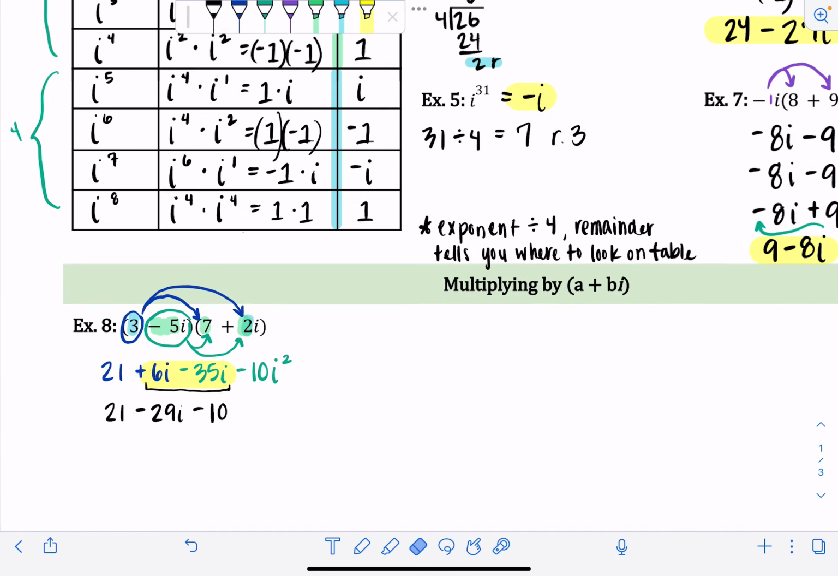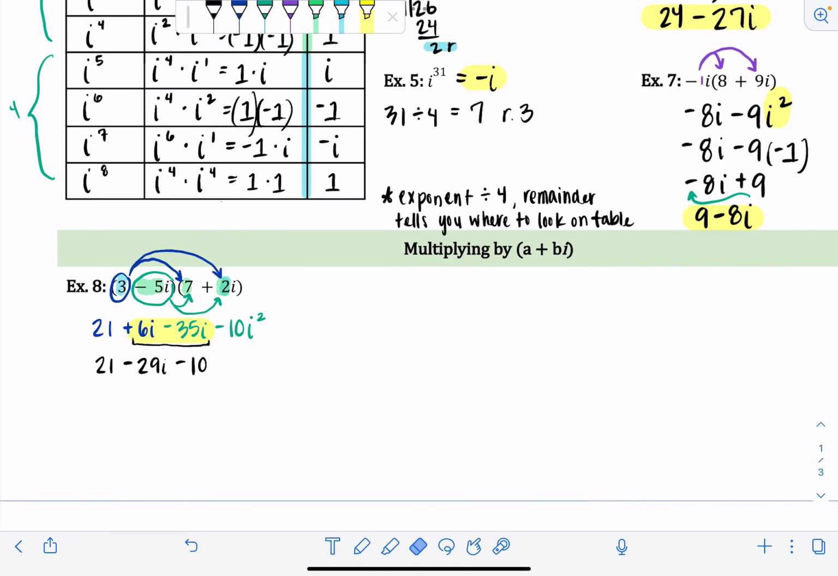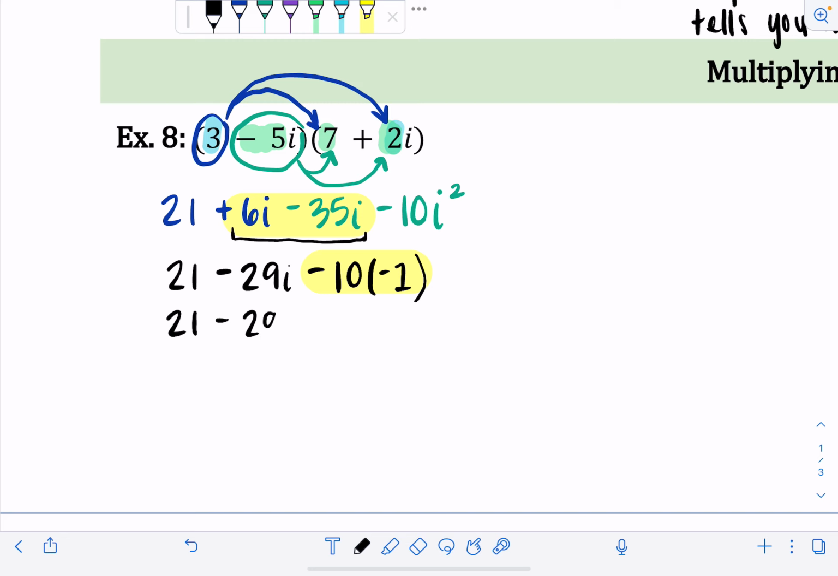And if we go back up to the table, i squared is equivalent to negative 1, so we just replace it with negative 1. So it'll be minus 10, and then instead of times i squared, it would be times negative 1. And just negative 1, not negative 1 squared or anything like that. And then now I can go ahead and multiply these two together. So I have 21 minus 29i, and then negative 10 times negative 1. Negative times a negative turns to a positive 10.